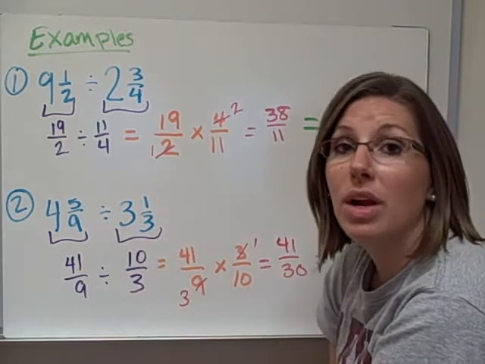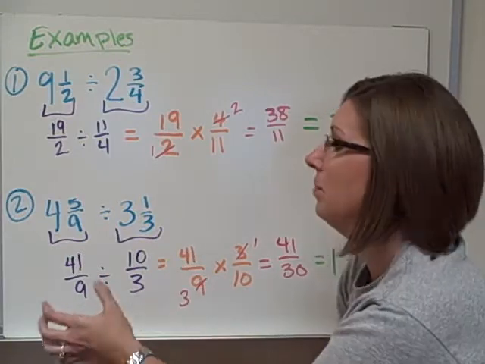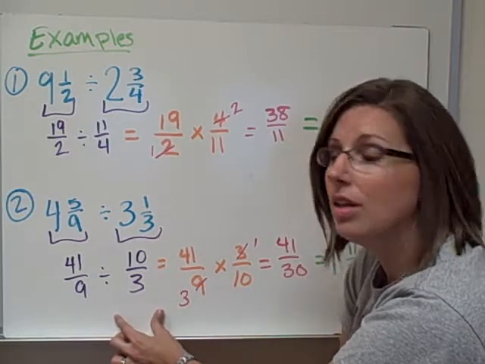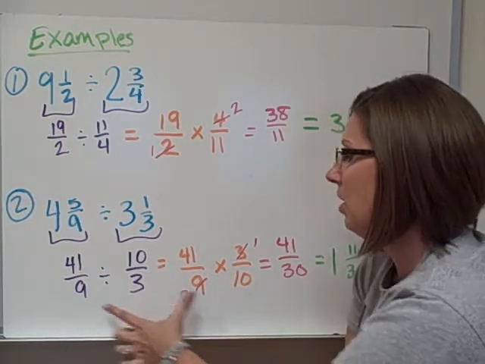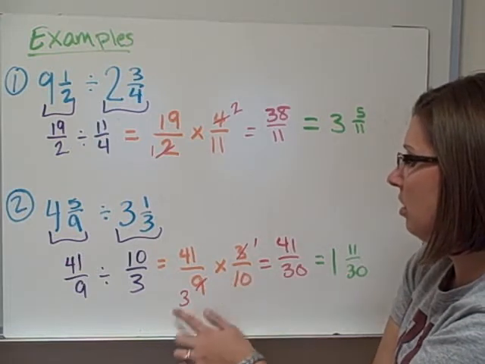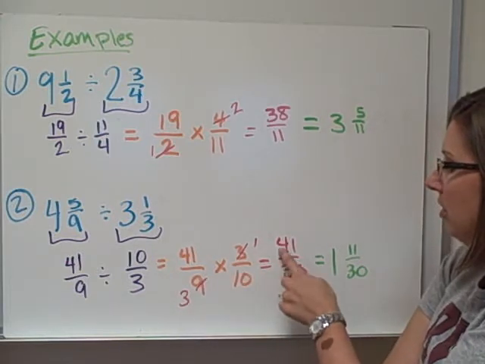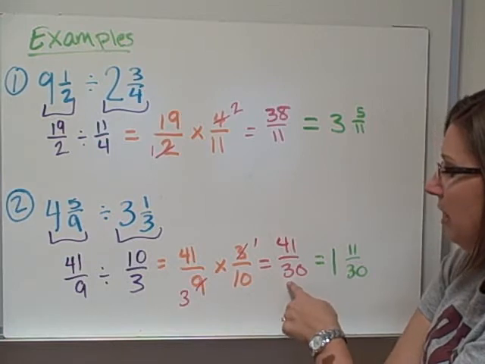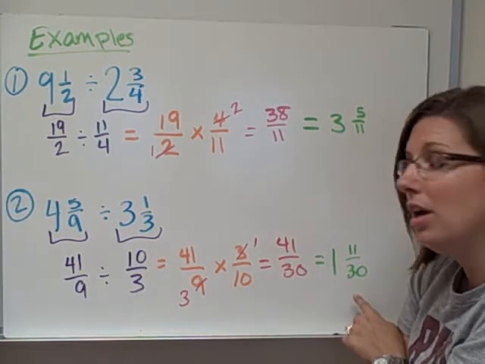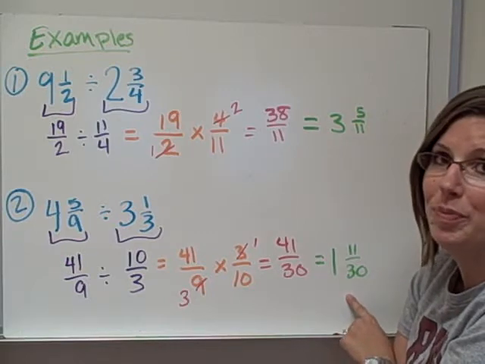Problem number 2, we work essentially the same way. We change our mixed numbers to improper fractions. We change our division problem to a multiplication problem. Cross-reduce, multiply numerators, multiply denominators, and then change my improper fraction to a mixed number and make sure it's in simplest form.